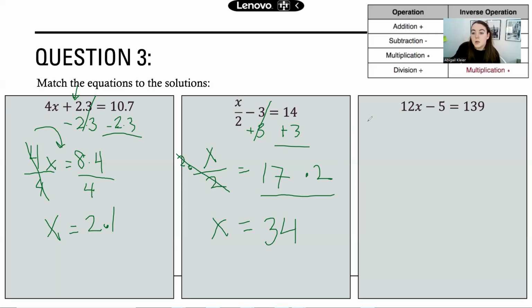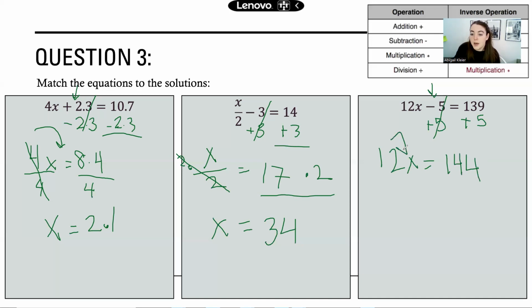And my last box, 12x minus 5 equals 139. I have this negative 5 here. I can cancel it out by adding 5 to both sides. This cancels, and 12x equals 144.